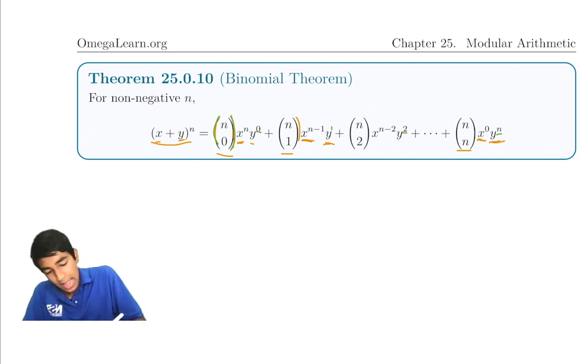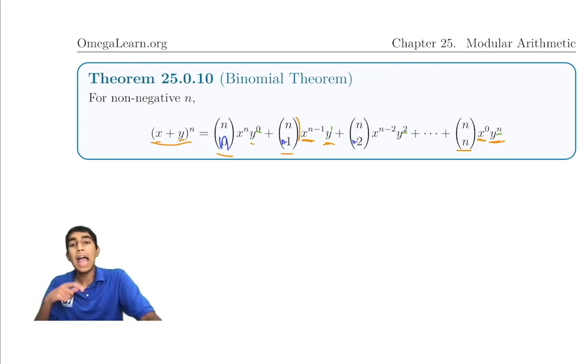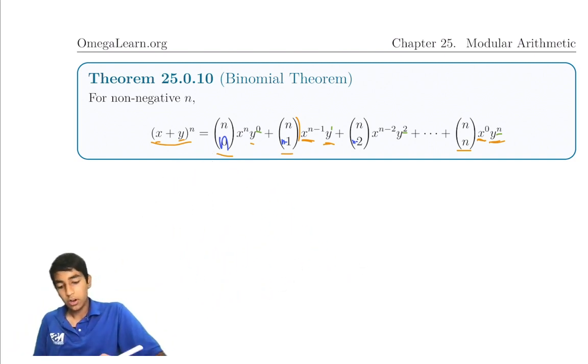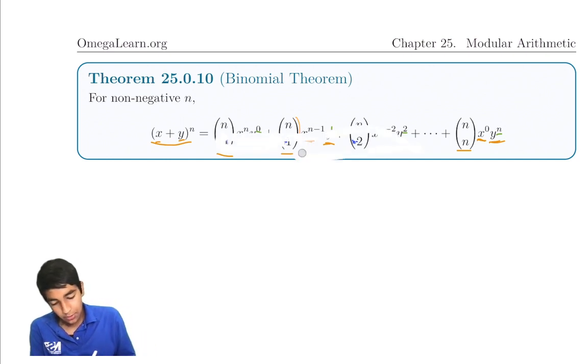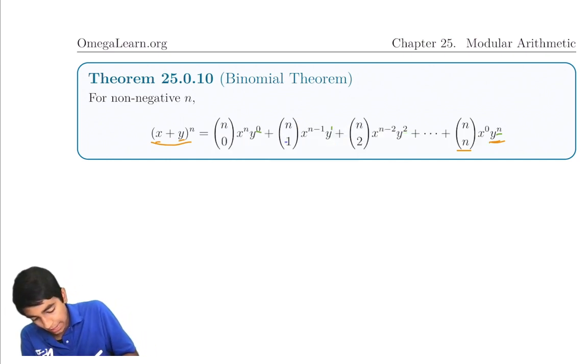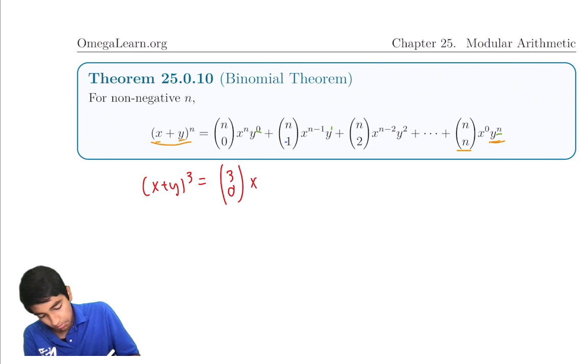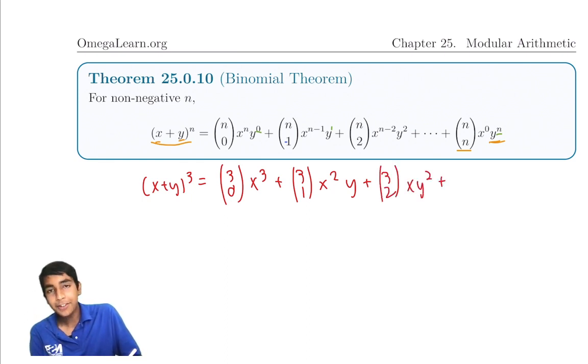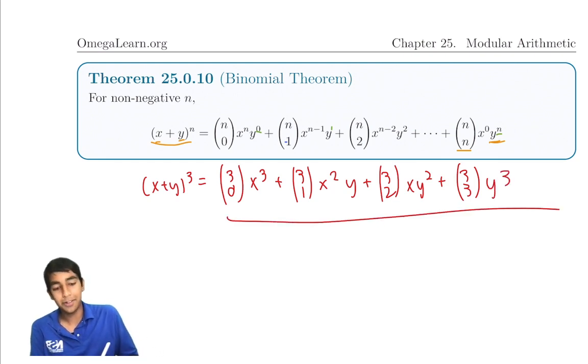We can also rewrite it in a different way: n choose n minus 1, n choose n minus 2, because remember from combo, n choose k and n choose n minus k are the same thing. So, okay, let's see what an example of this might look like. For example, (x plus y) cubed is 3 choose 0 times x cubed, plus 3 choose 1 times x squared y, plus 3 choose 2 times x y squared, plus 3 choose 3 times y cubed. And we can expand this out. You'll get your standard expansion you always know.